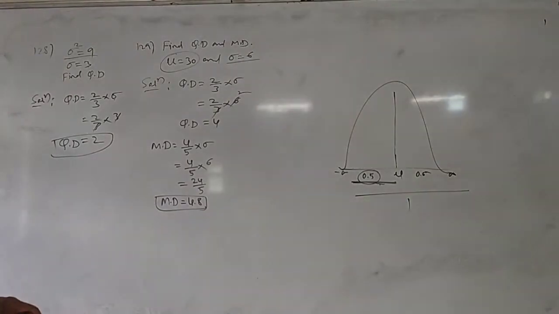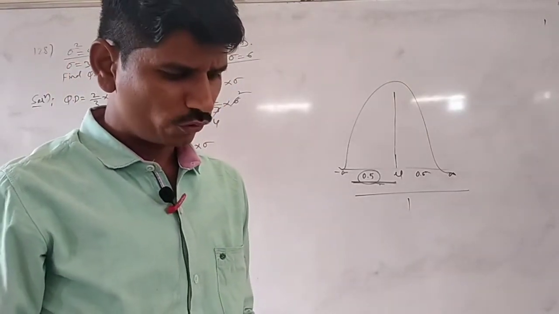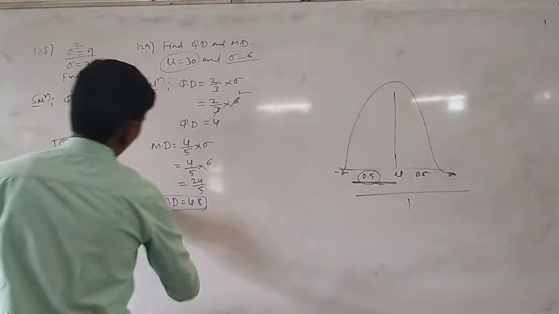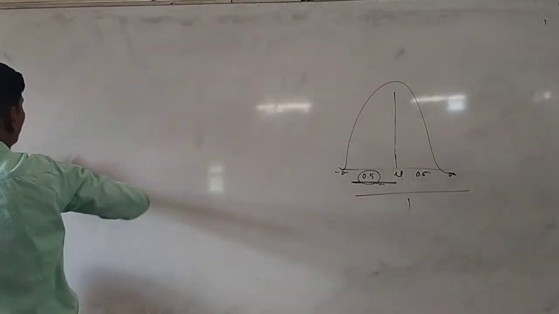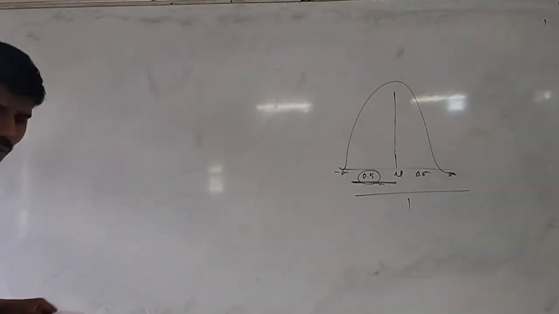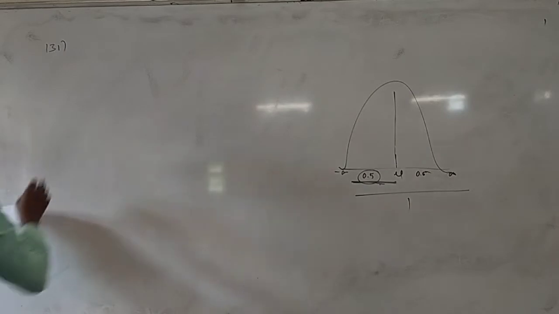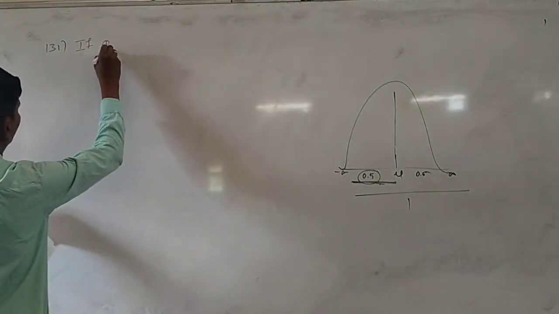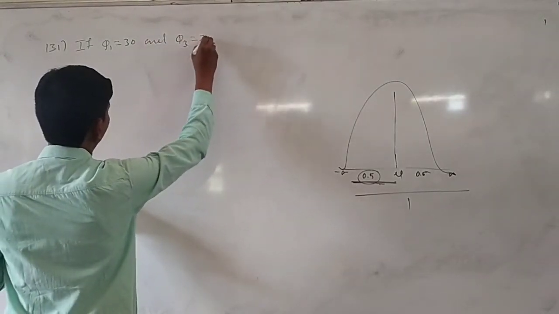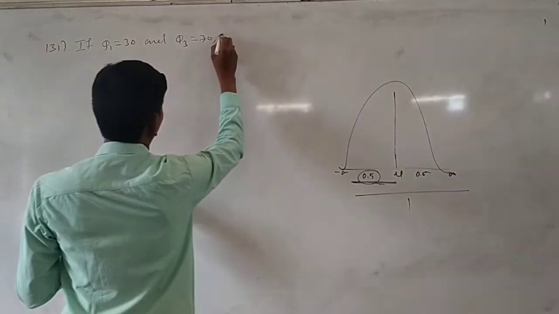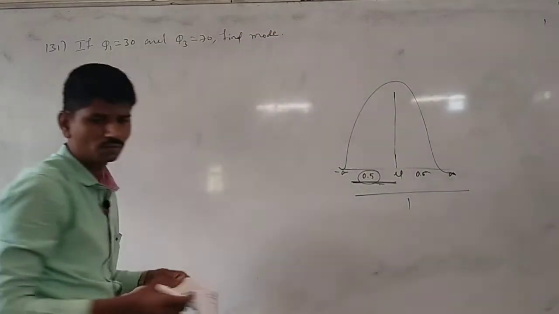Okay, the next problem, number 130, is based on the point for you to find. The next problem, number 131: if Q1 is 30 and Q3 is 70, find the mode of the normal distribution.